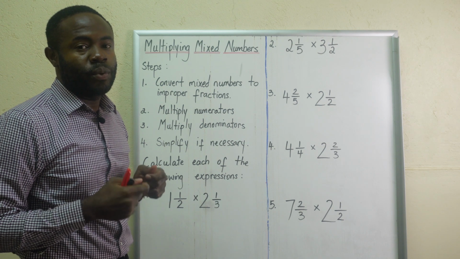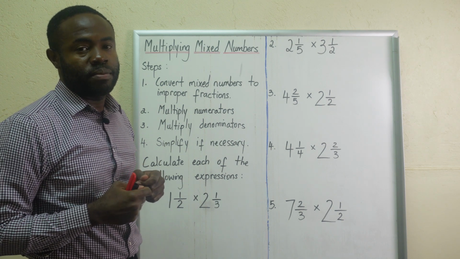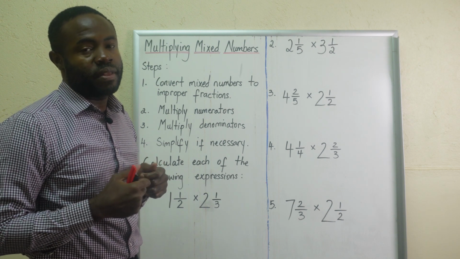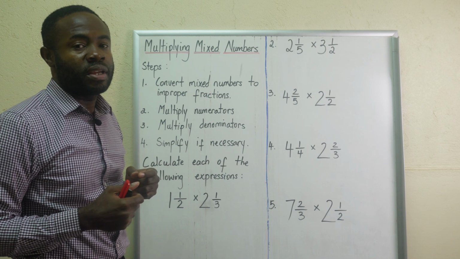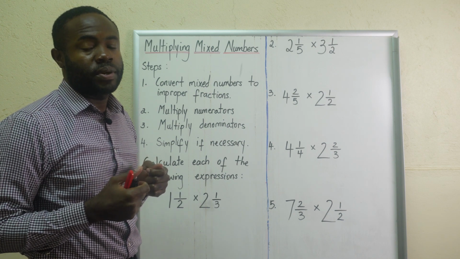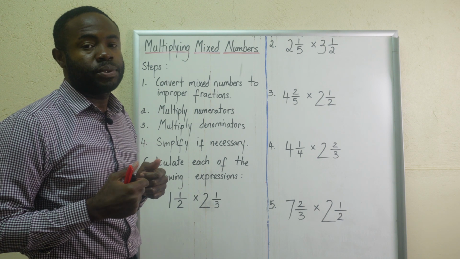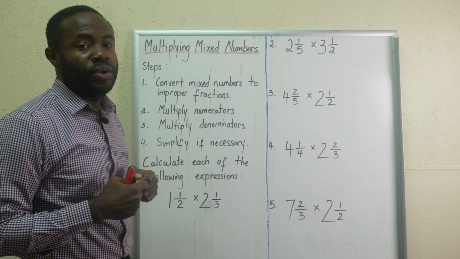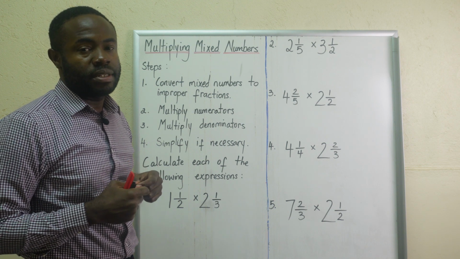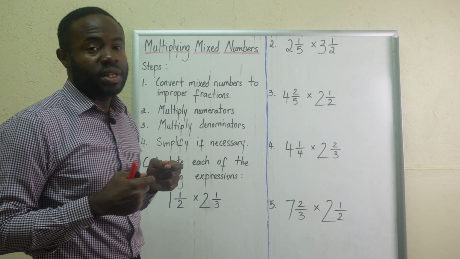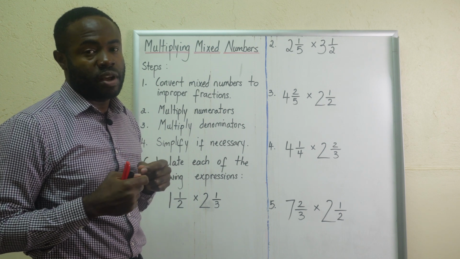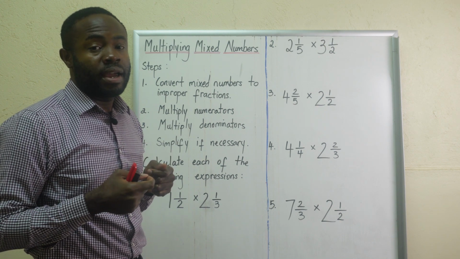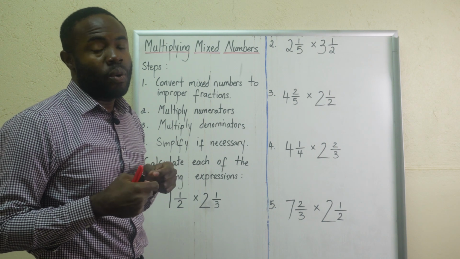In this lesson, we will be multiplying mixed numbers. Whenever you're given mixed numbers to multiply, here are some steps that I'm recommending. Step 1, you convert all the mixed numbers to improper fractions. Step 2, you multiply the numerators. Step 3, you multiply the denominators. After you have completed step 2 and step 3, you will now have a fraction. Now that fraction leads us to step 4, where we will simplify that fraction if needed or necessary.